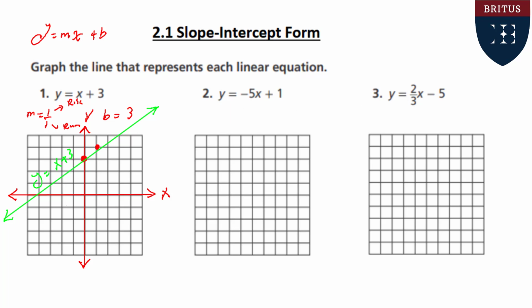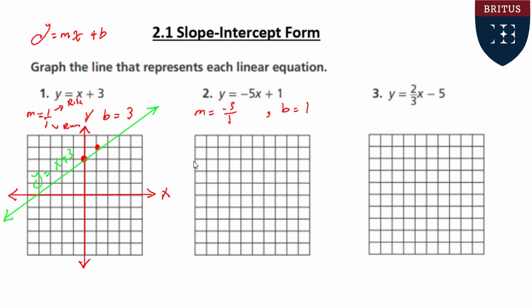What about the next equation? By the same way, ask yourself, what's the slope? What's the y-intercept? The slope is equal to negative 5 over 1. So rise 5 units down and run 1 unit right. And the y-intercept is equal to 1.